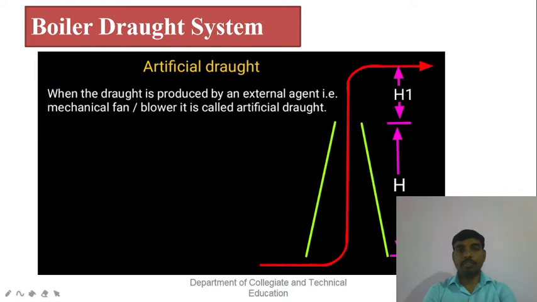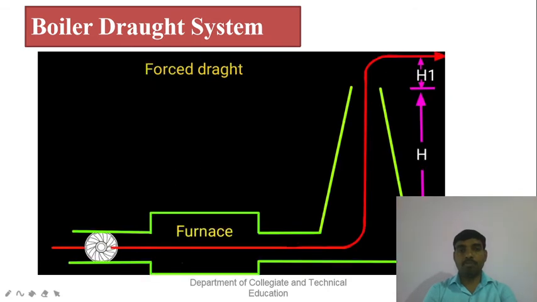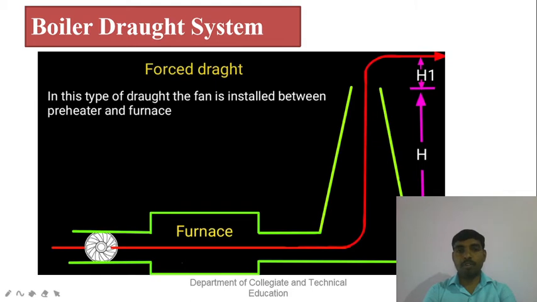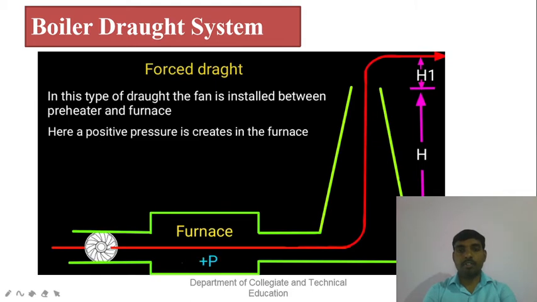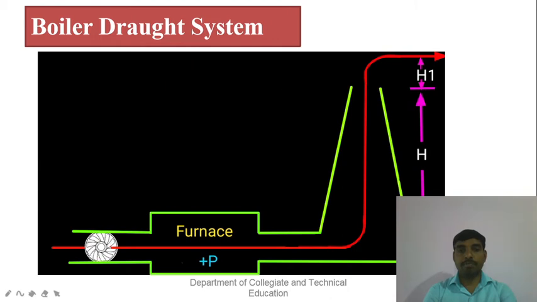Artificial draught. When the draught is produced by an external agent, that is a mechanical fan or blower, it is called artificial draught. Forced draught. In this type of draught, the fan is installed between the preheater and the furnace. Here, a positive pressure is created in the furnace, so it is called positive pressure draught. The fan is called the forced draught fan or FD fan.